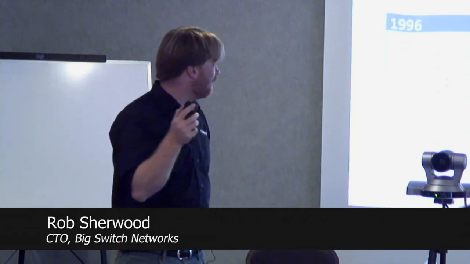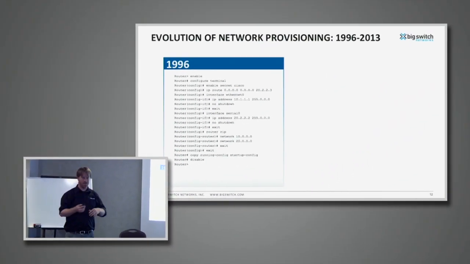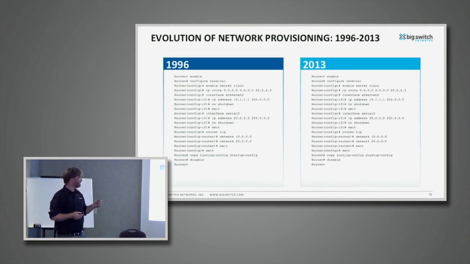I'm going to throw in a cheap gag here. I apologize in advance. 1996 was the first time I had enable access on a switch, and I typed commands that looked a lot like this. These are commands you're probably familiar with. You add routes. And critically, the reason you're familiar with them is that they're the same commands you would type today. What's really changed in this period? Has anything really changed?